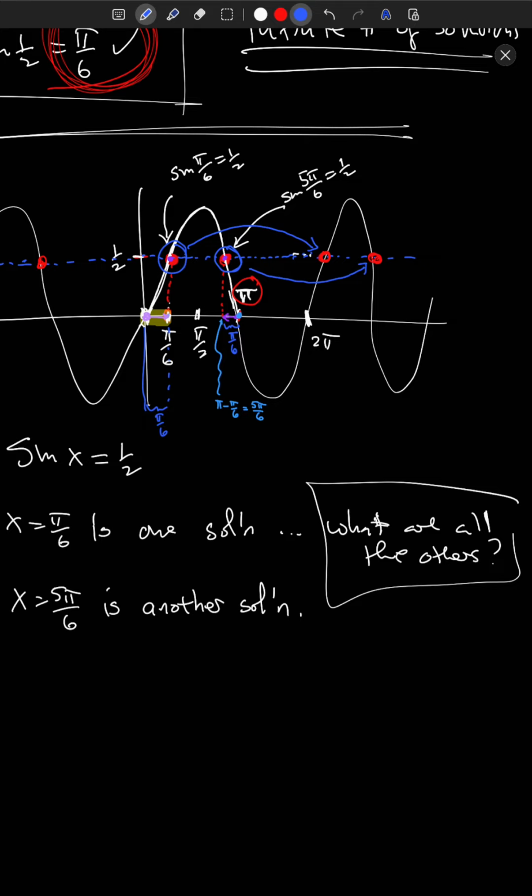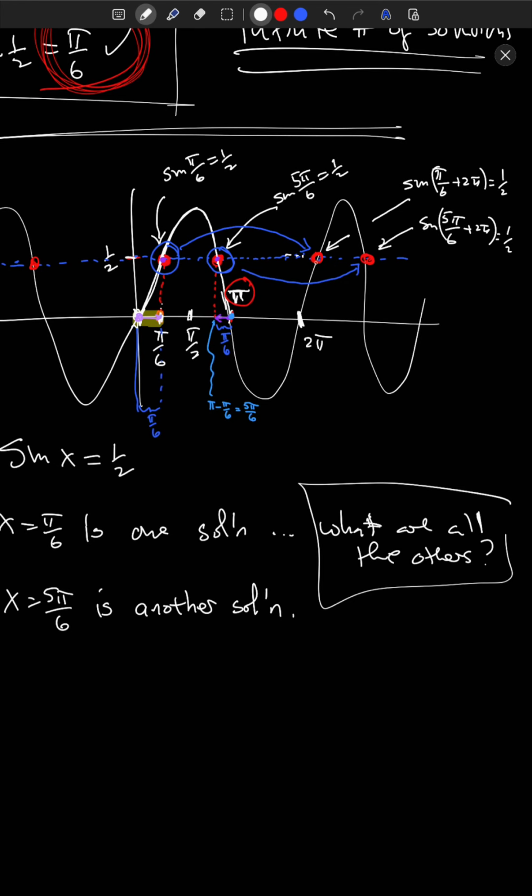So if I wanted two more solutions, this one right here would be at pi over 6 plus 2 pi. Let me indicate that here, writing it the same way as the other. So this is sine of pi over 6 plus 2 pi equals 1/2, right? That's the meaning of that red point. The meaning of this one is sine of 5 pi over 6 plus 2 pi equals 1/2. So every 2 pi, I'm going to get another two solutions.